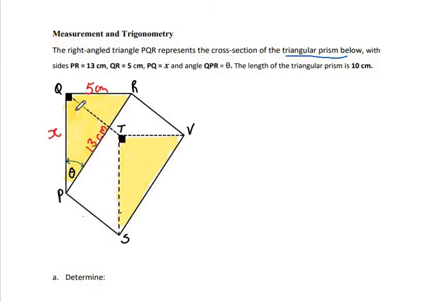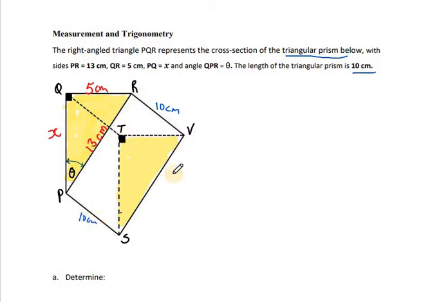Now, we have the right angle triangle here. PR length is 13 centimeters. QR is 5 centimeters. And PQ has an unknown length of X centimeters. Angle QPR, Q to P to R, this angle right here, has an unknown measurement of theta. And the length of the triangular prism, in other words R to V, will be 10 centimeters, which is the same distance as Q to T or P to S, 10 centimeters.